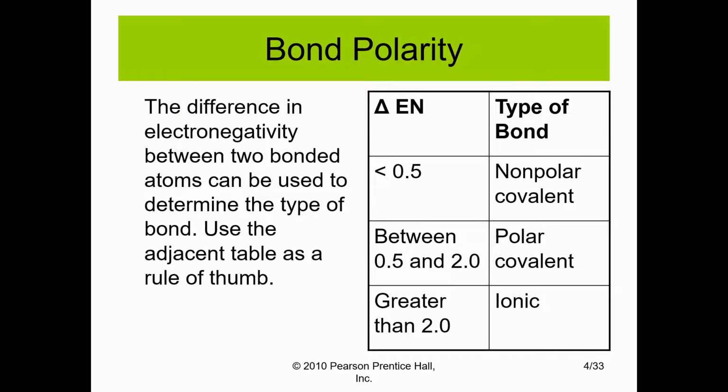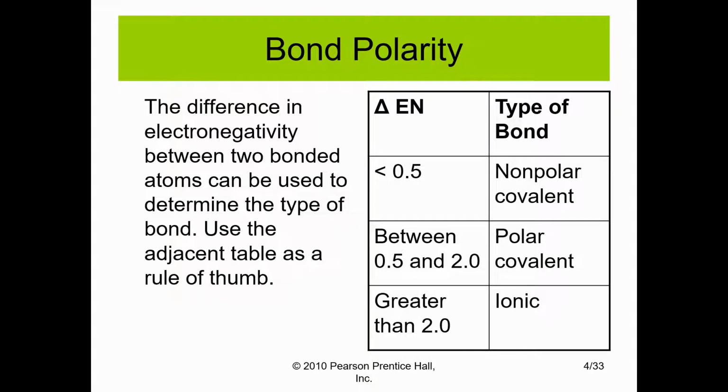The electronegativity difference between 2 bonded atoms can help us to determine what type of bond is formed. If the electronegativity difference is low, this is a nonpolar covalent bond. These two atoms are sharing the electrons pretty evenly. An electronegativity difference between 0.5 and 2.0 leads to a polar covalent bond. In this case, one of the atoms is hogging a large amount of the electron density of the bond, but it's not so high that the electrons are completely stripped from the other atom.